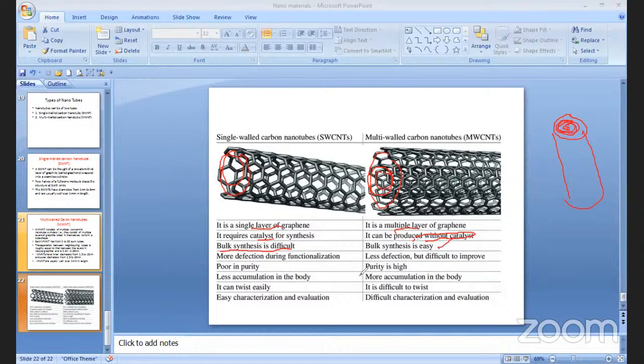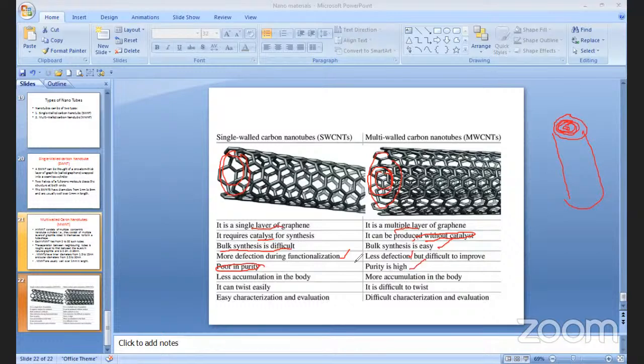Okay. In the single-walled one, there are more defects during functionalization, and in the multi-walled case, fewer defects, but it is very difficult to improve. And if you talk about the purity of the single-walled carbon nanotube, it is poor, very low purity. In the multi-walled one, we have high purity.